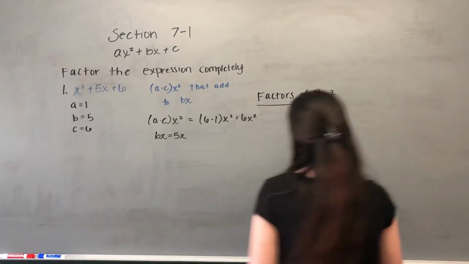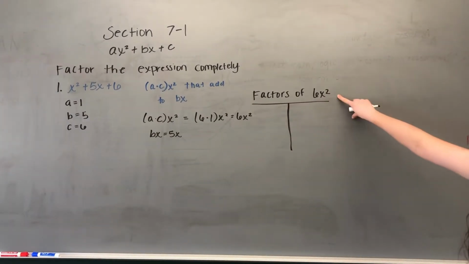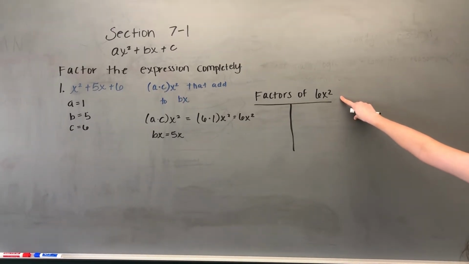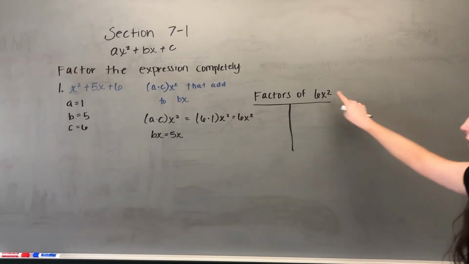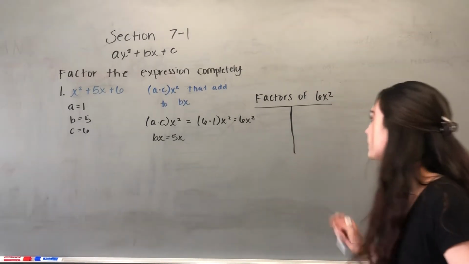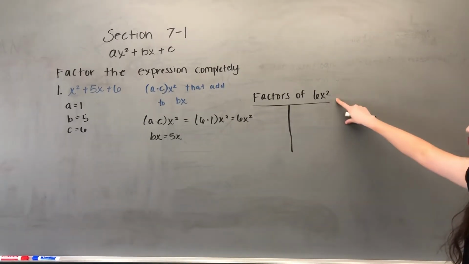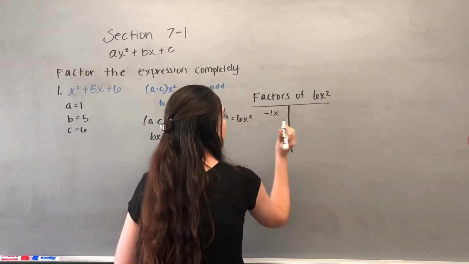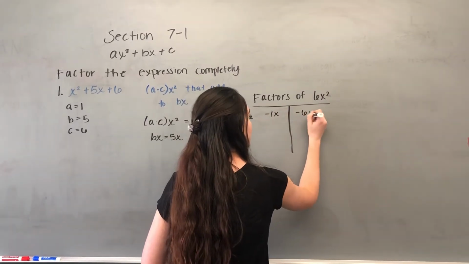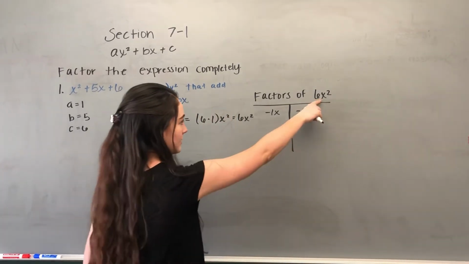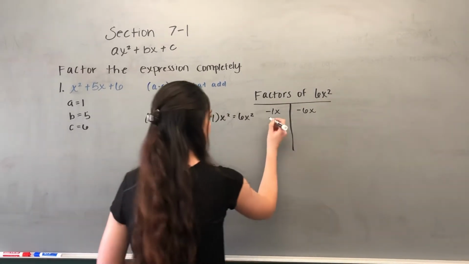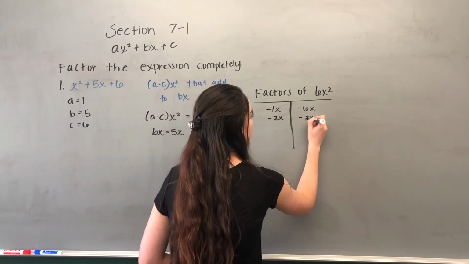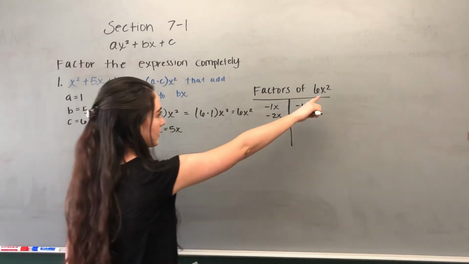So let's look over here. I already made a t-table. So factors of 6x squared. So we need to think of the two numbers that multiply to be 6x squared and add to be 5x. So let's just start with looking at the factors of 6x squared. We know negative 1x times negative 6x. When you multiply those, you get 6x squared. We know negative 2x times negative 3x. When you multiply, you also get 6x squared.